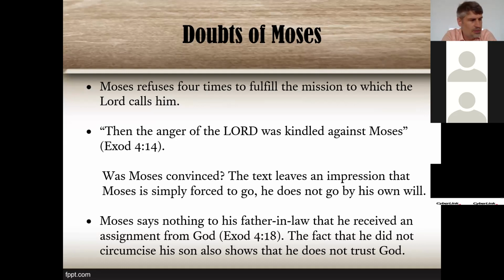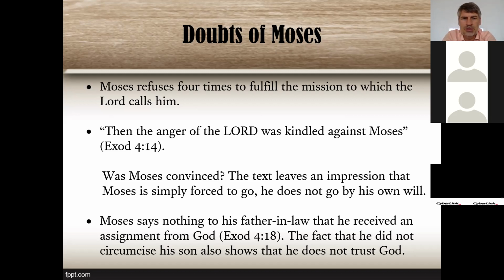So when we look at the first chapters of the book of Exodus, we can see that Moses is not presented as the person of faith. On the contrary, we can see that there are a lot of doubts in his mind. So, for example, God several times asked Moses to fulfill the mission, but he many times refused to do this. To be exact, 4 times Moses refuses to fulfill the mission.